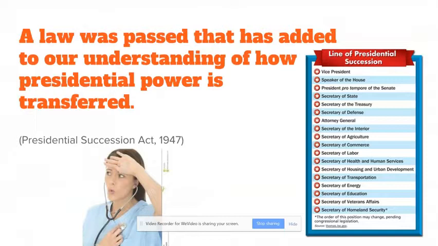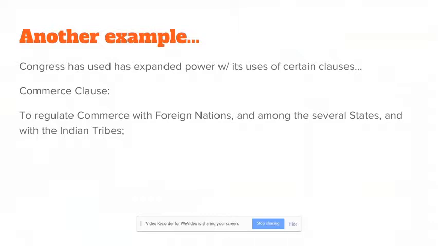This is also a good spot to mention the Commerce Clause. The Congress has used the Commerce Clause to expand its power. And as you can see, the Commerce Clause is rather vague. It says that Congress can regulate commerce with foreign nations and among the several states and with the Indian tribes. Okay. Regulating commerce, what does that mean? Well, the Commerce Clause and its rather vague language has been used to increase the government's power.